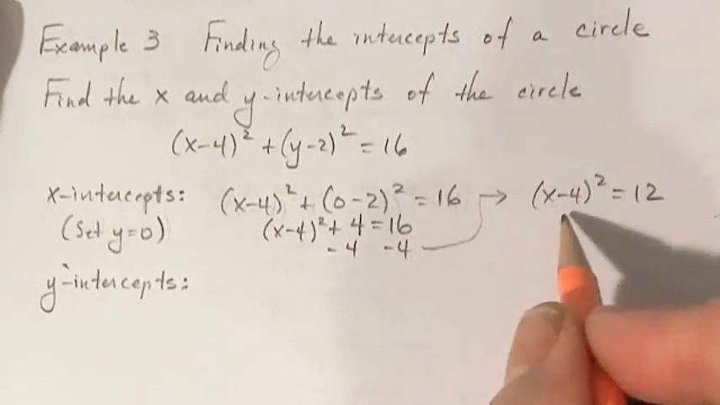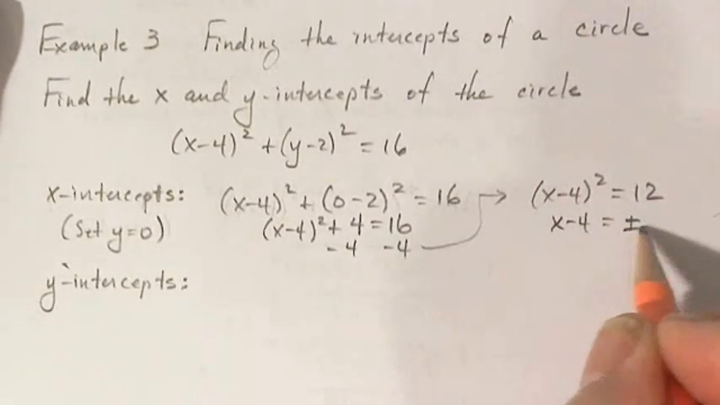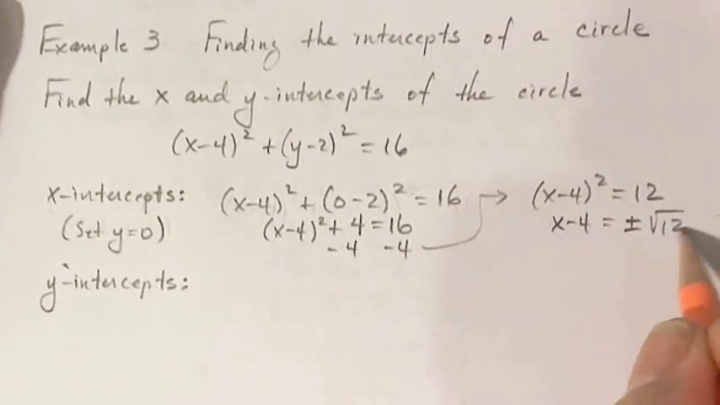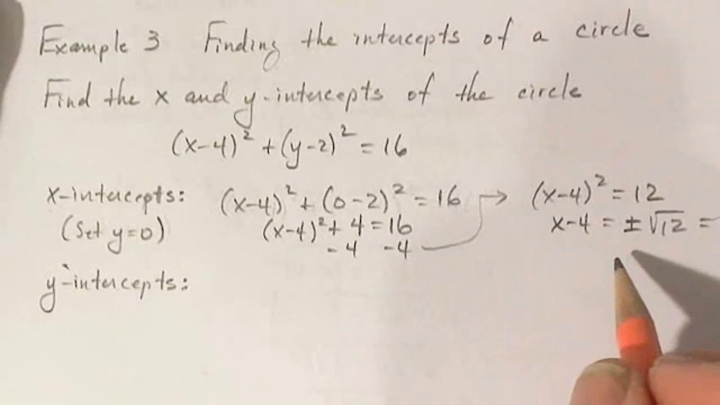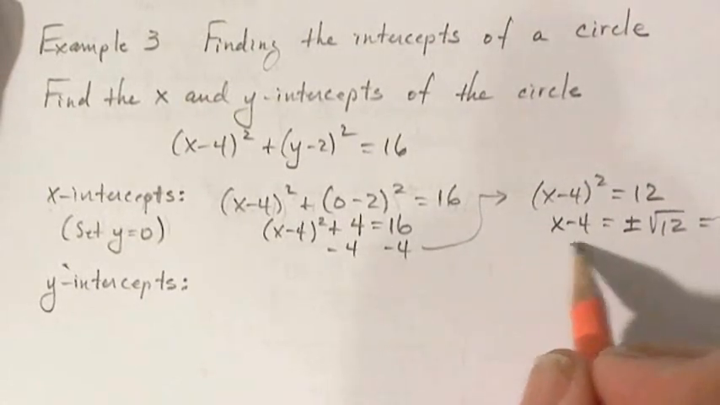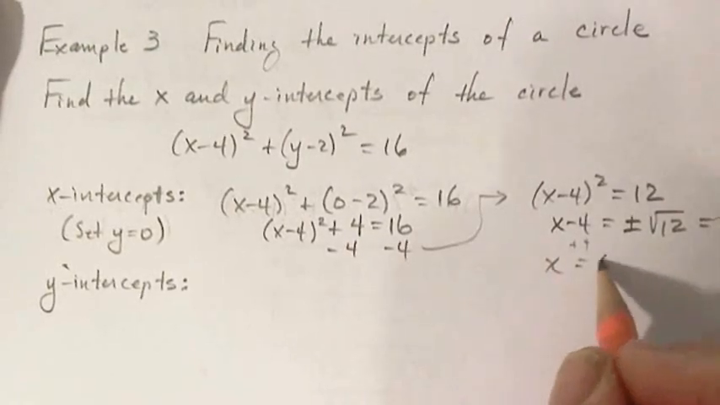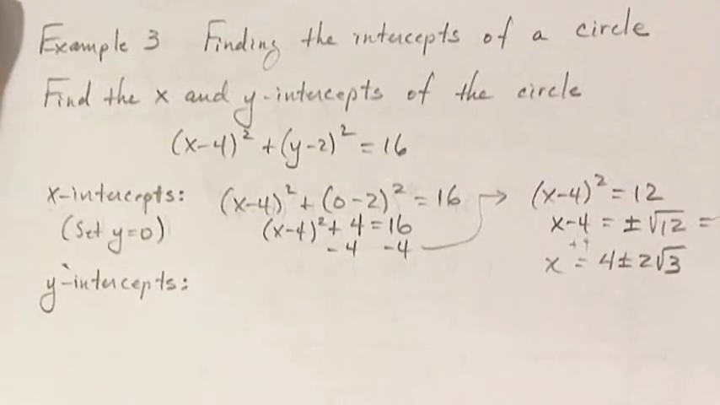If I take the square root of both sides, x minus 4 is plus or minus, you guys always forget this, square root of 12. Now square root of 12 reduces to the square root of 4 times 3. Square root of 4 is 2, so 2 root 3. So lastly, add 4 to both sides, and we have x equals 4 plus or minus 2 root 3.